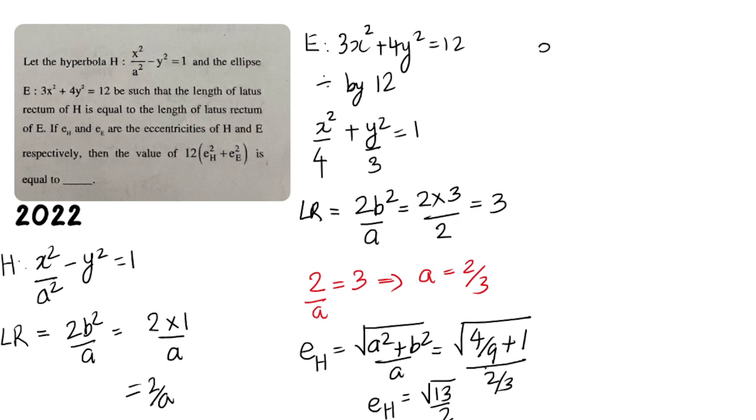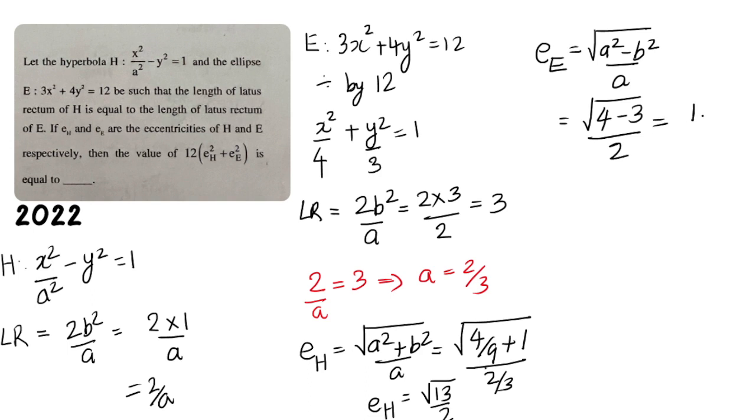Now eccentricity of ellipse. Formula is root of a square minus b square by a. Here the a square is 4, b square is 3, divided by a means a is 2. On solving you will get the answer as root 1 by 2. Root 1 is 1 itself.